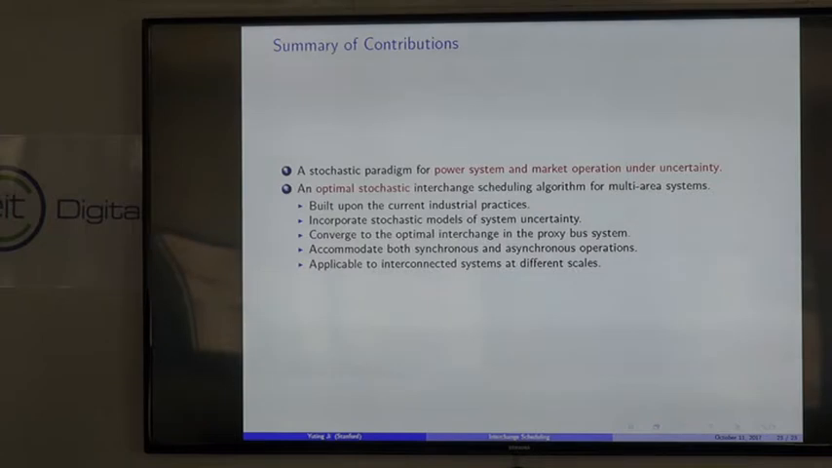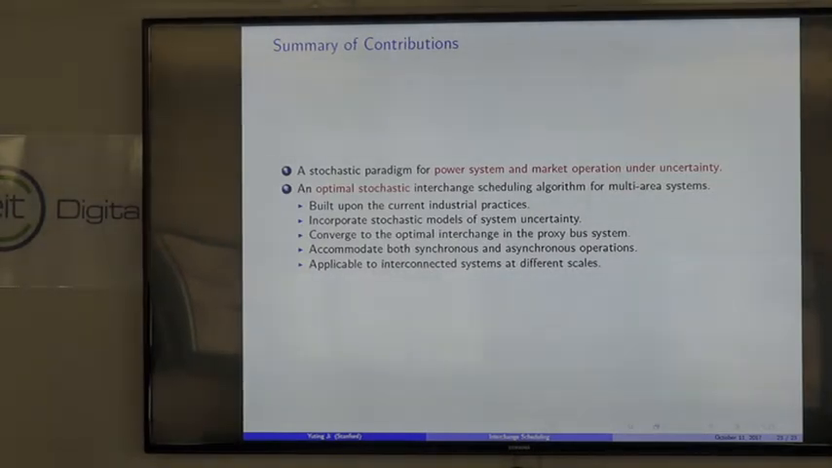Also, we have proved the convergence behavior under just nominal conditions with the cost being convex. We have also extended versions for synchronous and asynchronous operation. Synchronous is for the interconnected system, where everybody would schedule their interchange at the same time, simultaneously. Asynchronous means they do not have a unified clock.